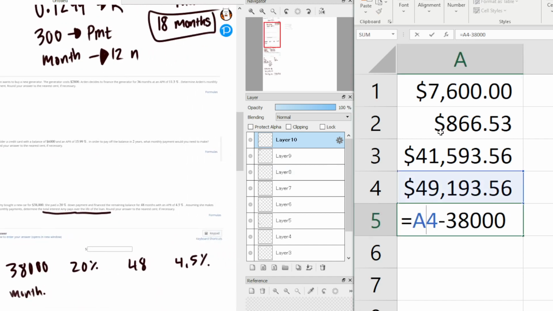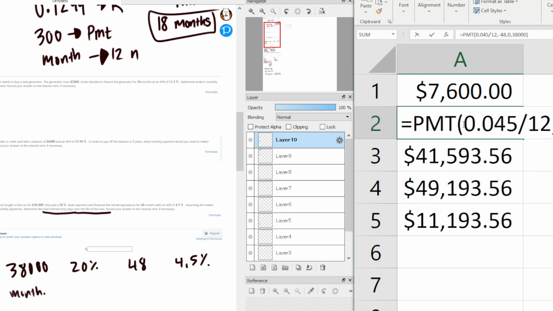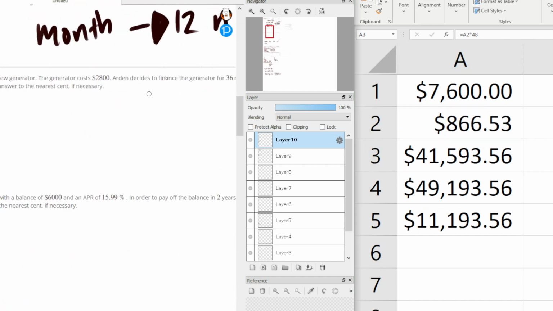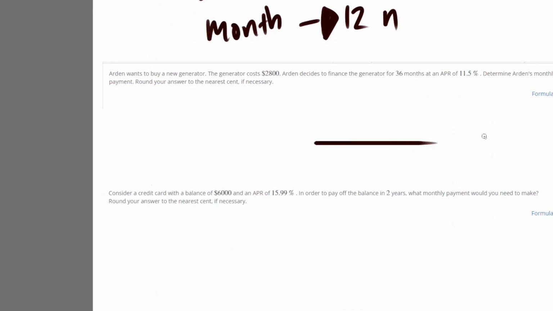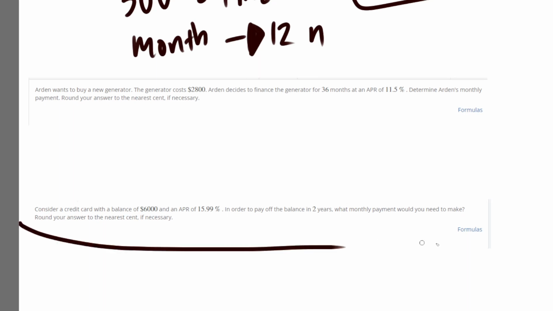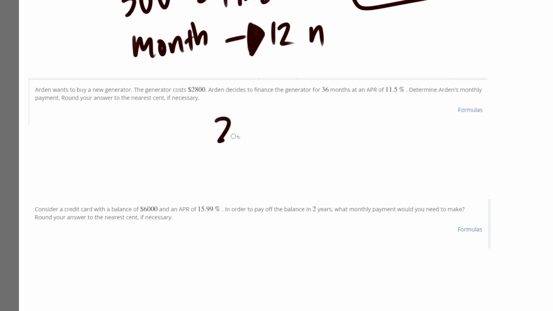Yeah, everything went according to plan. Yeah, okay. So then we have another, and again, like I said, this is just us doing payment to get the hang of it. I probably won't finish this last one because I don't think I need it. So this one is telling us that Arden wants to buy a new generator. The generator costs $28,000. Arden decides to finance the generator for 36 months at an APR of 11.5%. We want to determine his monthly payment.